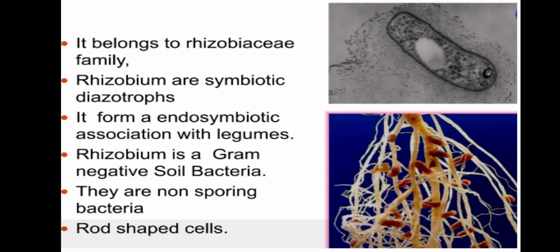It belongs to the Rhizobiaceae family and consists of symbiotic diazotrophs. It forms an endosymbiotic association with legumes. Rhizobium is a gram-negative soil bacteria. They are non-sporing bacteria with a rod-shaped structure.